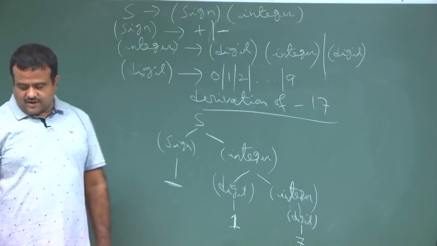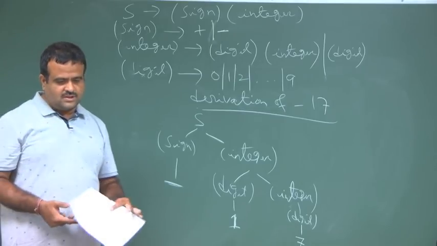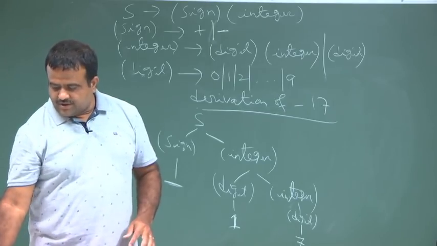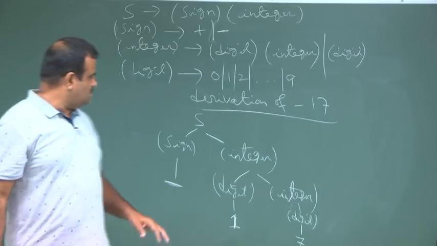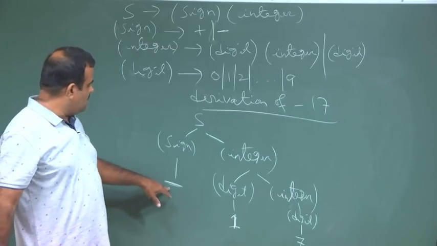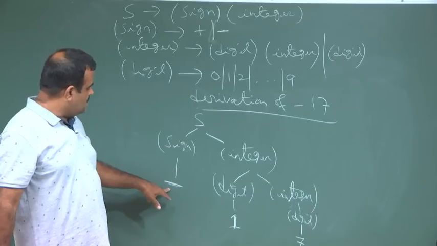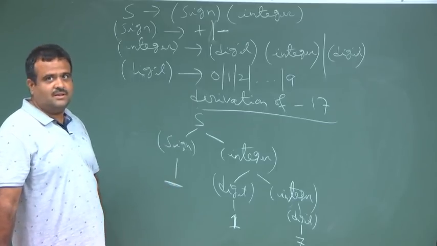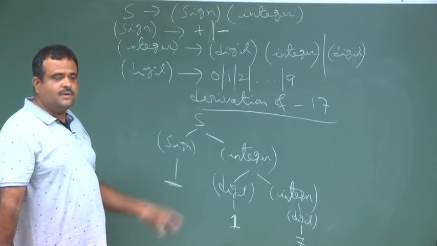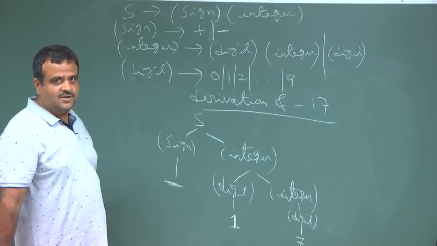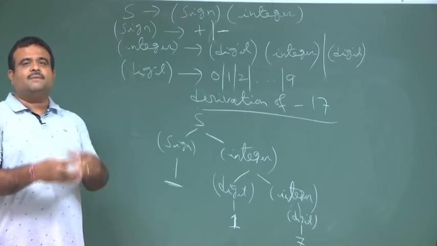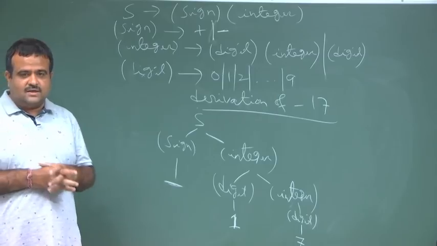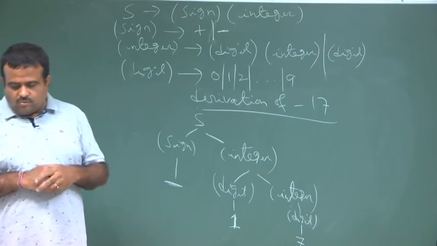So, this is what is called a derivation tree. We will talk more about this derivation tree, which is also called a parse tree. So, this is the parse tree for the string minus 17. Okay. Different strings have different parse trees. Even for a given string, we can have two parse trees. So, that is where ambiguity comes in. We will talk more about this.